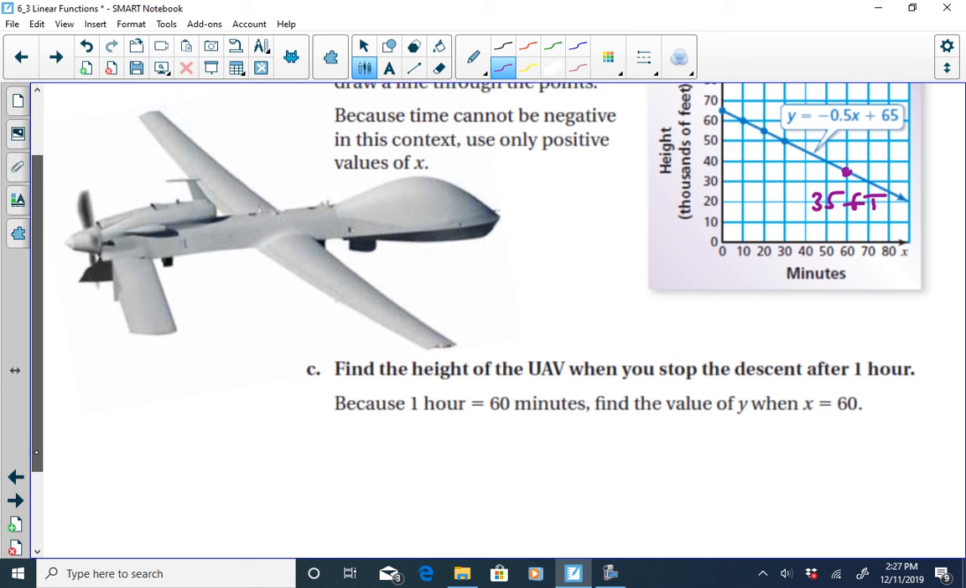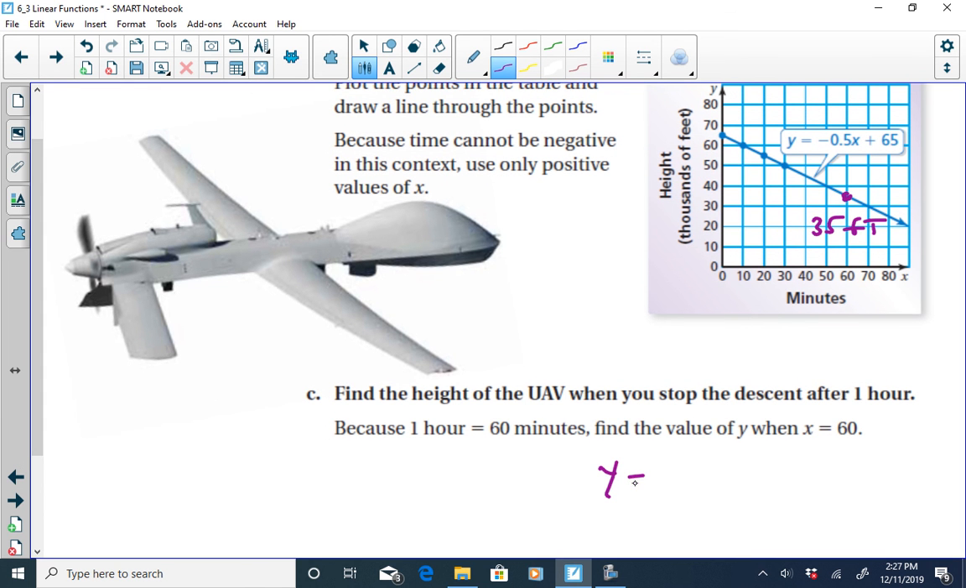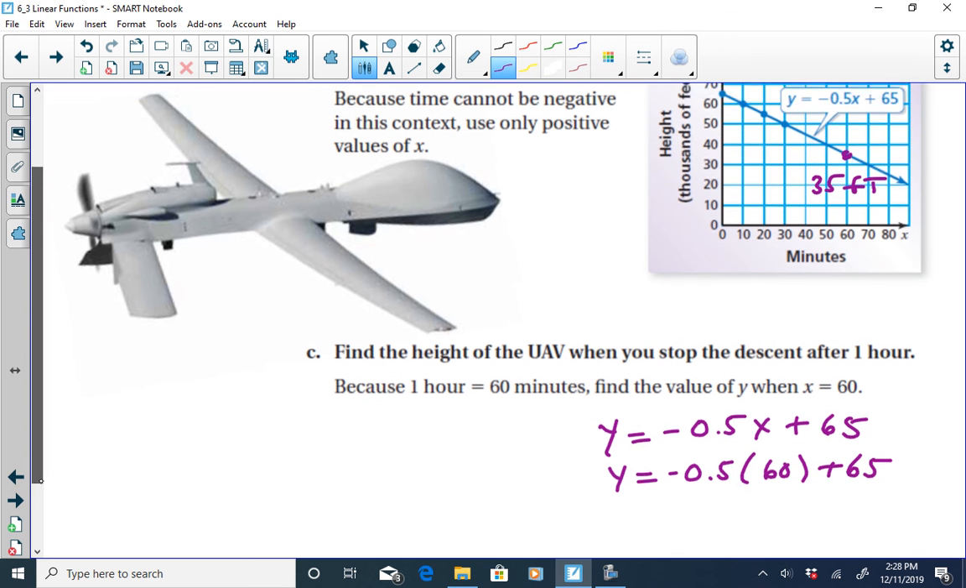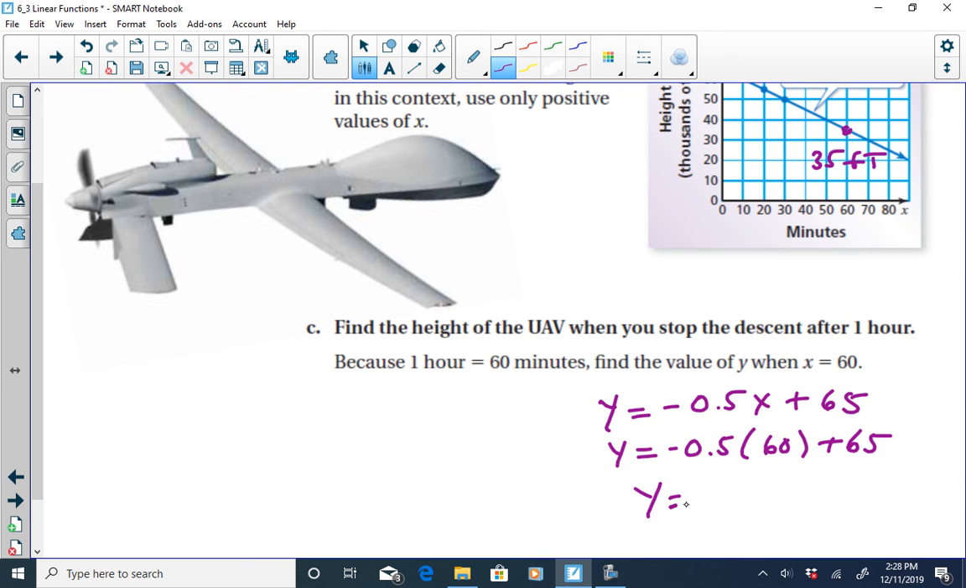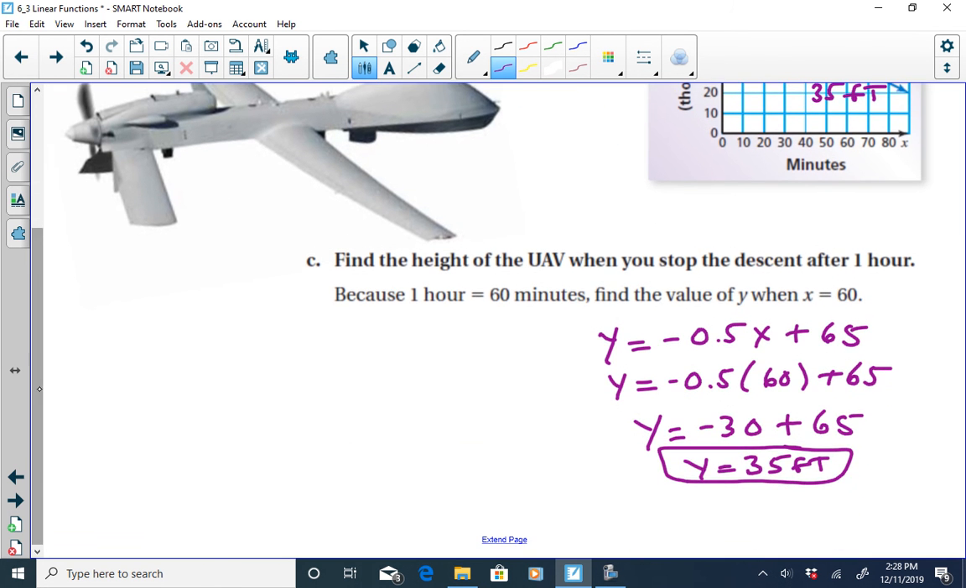But let's use mathematics to be sure. So we have y is going to be equal to negative 0.5x plus 65. I'm going to replace x with 60. So y is equal to negative 0.5 times 60 plus 65. Negative 0.5 times 60 is going to be negative 30. So y equals negative 30 plus 65. So the math confirms that the altitude would be 35 feet after 60 minutes, or 1 hour. And we can see that looking at our graph here, and we are also able to confirm that with our mathematics.